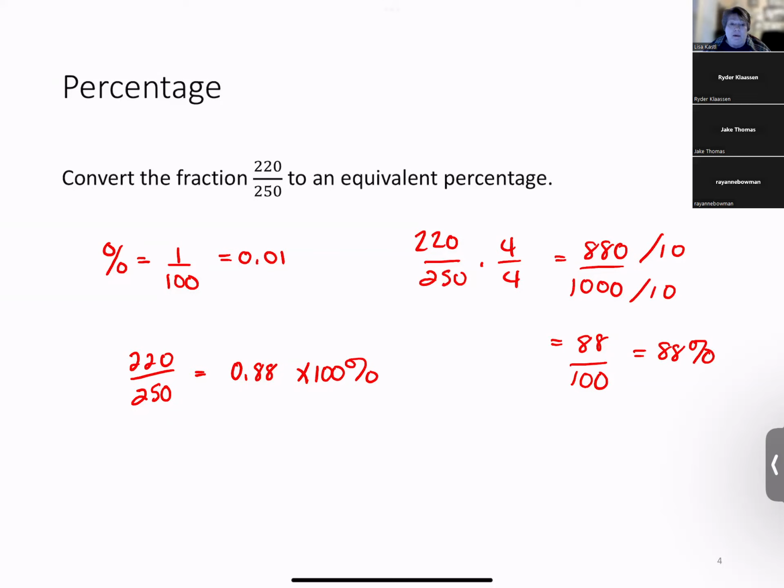If we're taking a percentage and converting it to a fraction or a decimal, we divide by 100. So it's 88%, which we knew already. So to convert to a percentage, multiply by 100. To convert from a percentage back to a decimal, you're going to divide by 100.